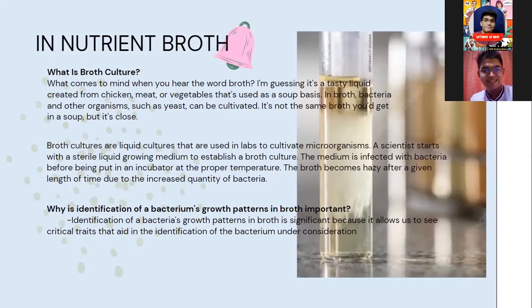Broth cultures are liquid cultures that are used in labs to cultivate microorganisms. A scientist starts with a sterile liquid growing medium to establish a broth culture. The medium is inoculated with bacteria before being put in an incubator at the proper temperature. The broth becomes hazy after a given length of time due to the increased quantity of bacteria. Why is identification of a bacterium's growth patterns in broth important? Identification of bacteria's growth patterns in broth is significant because it allows us to see critical traits that aid in the identification of the bacterium under consideration.